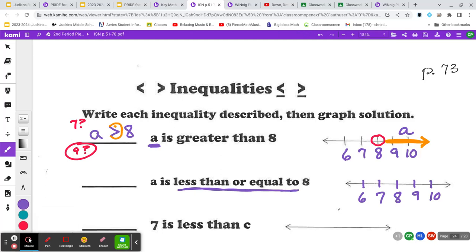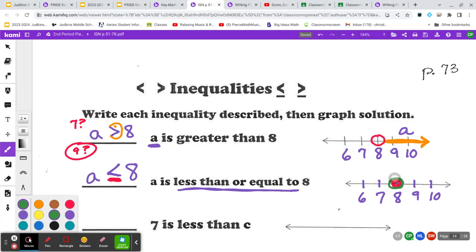Okay, A is less than or equal to 8. That's going to be A is less than, it looks like an L, less than or equal to 8. Now, you guys, is this going to be an open circle or filled in? Filled in. It's got the what at the bottom? What do we nickname that thing? Or equal to. Yep, it's got the crayon. So this is how it's going to look.